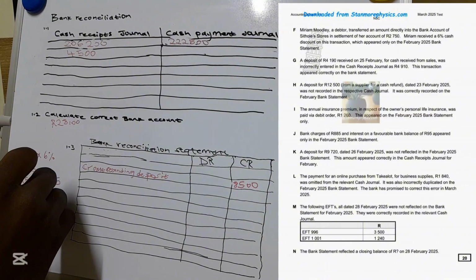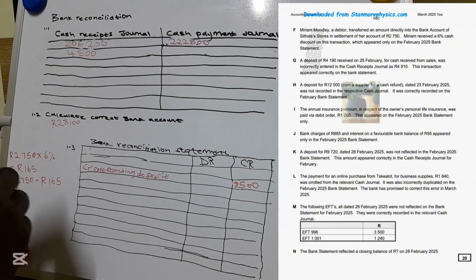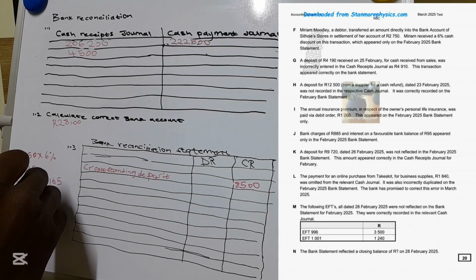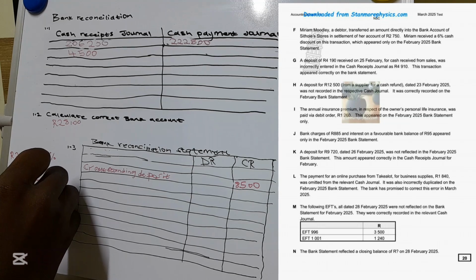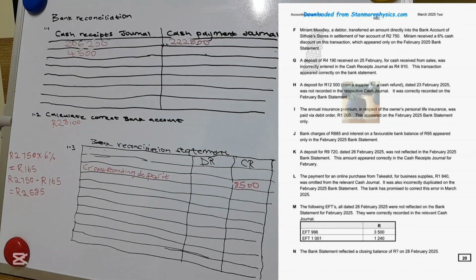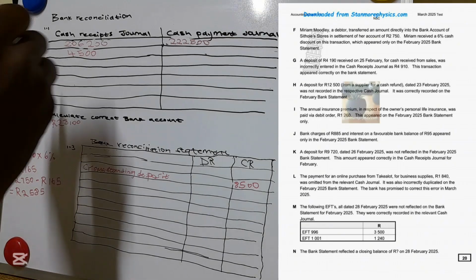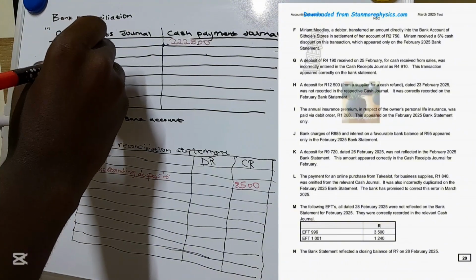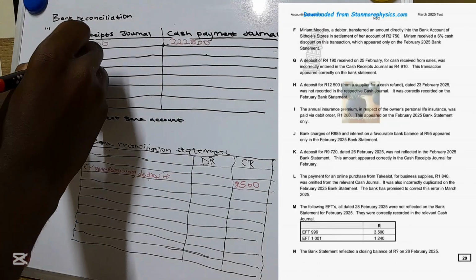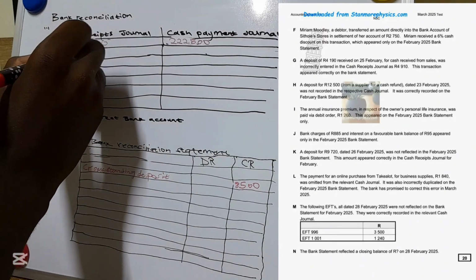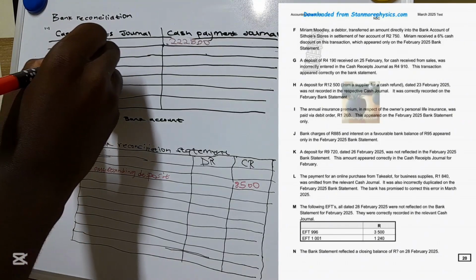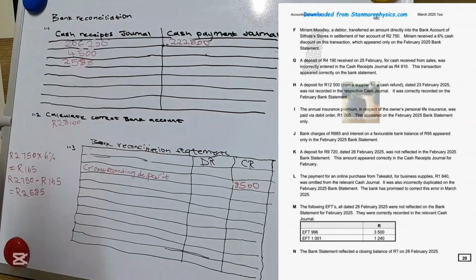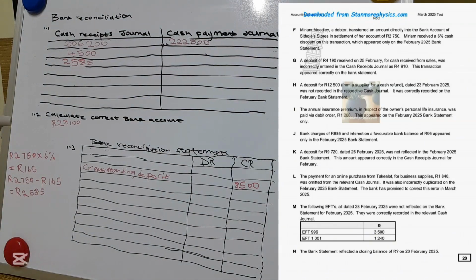No, sorry, 2,585. So we are going to record this amount under cash receipt journal. 2,585.